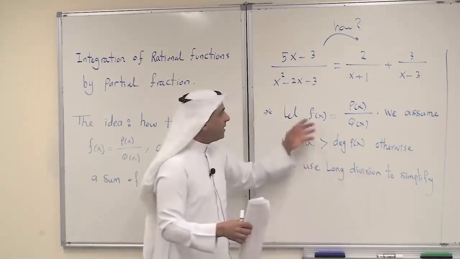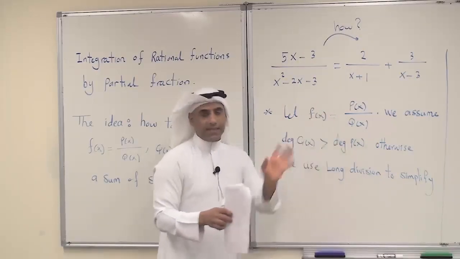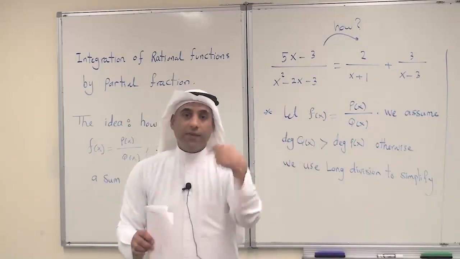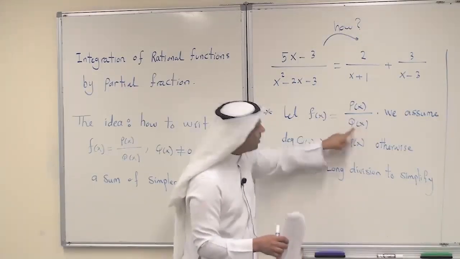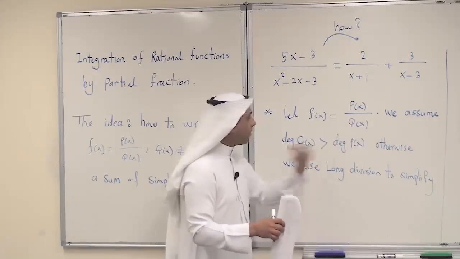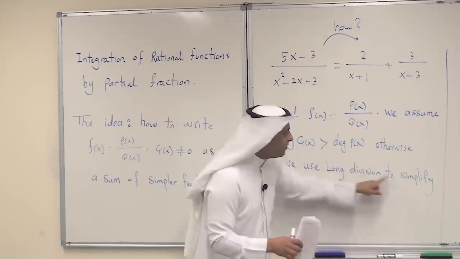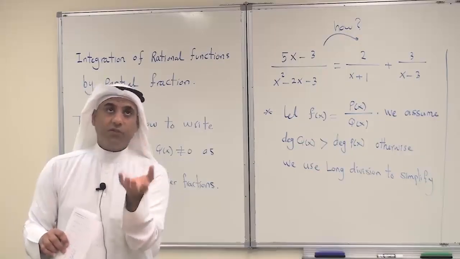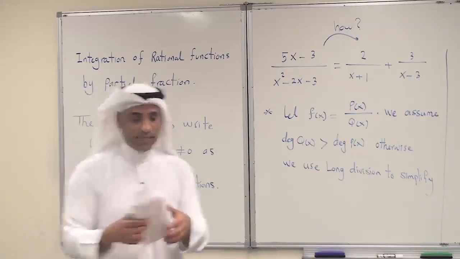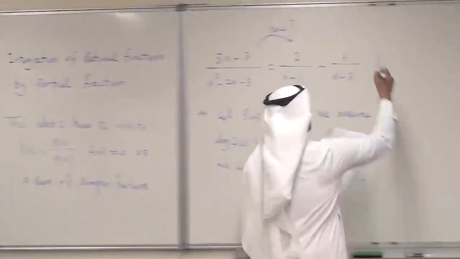But someone will say, this is not always the case. Yes, it is not always the case. And if not, if the degree of the numerator is greater than or equal to the degree of the denominator, what do you need to do? We will use long division first to simplify. Okay, what happens if the degree of the numerator is larger? We will explain this one in the first exercise we have.